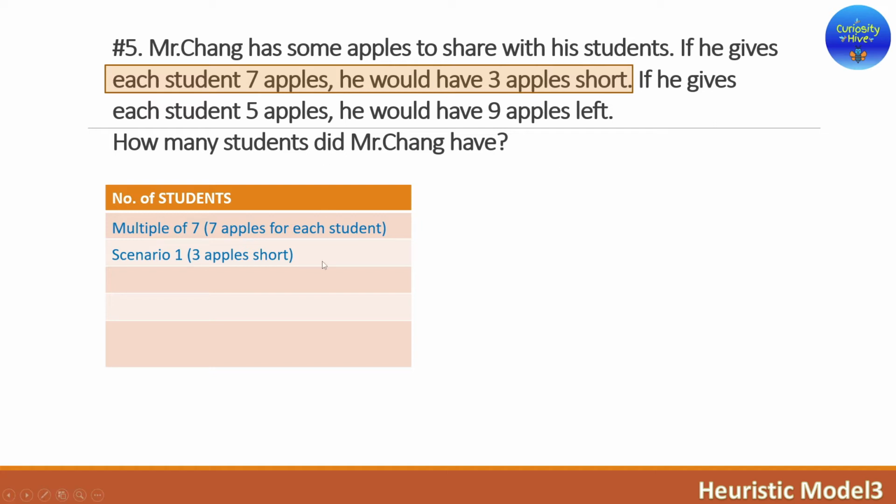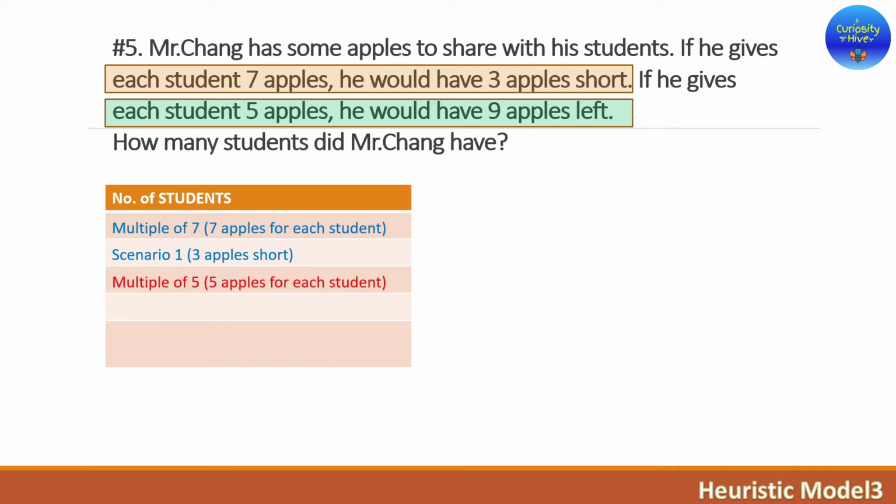Now let's take the next equation. Now the next condition is that each student was given 5 apples. Then he would have 9 extra apples left. That means the number of apples given would be a multiple of 5. And then our scenario 2 is that adding this to the 9 apples because 9 apples are extra. So we have scenario 1 and scenario 2.